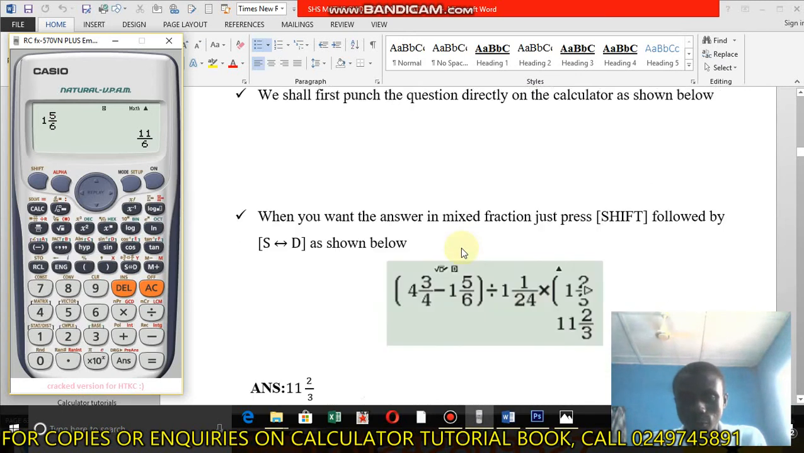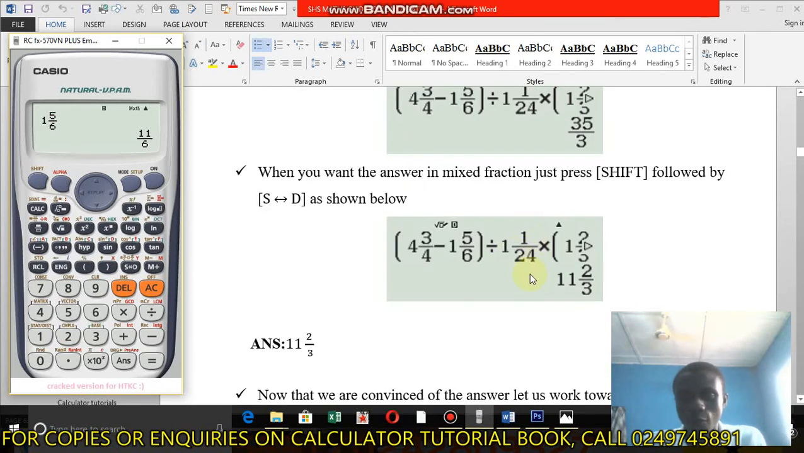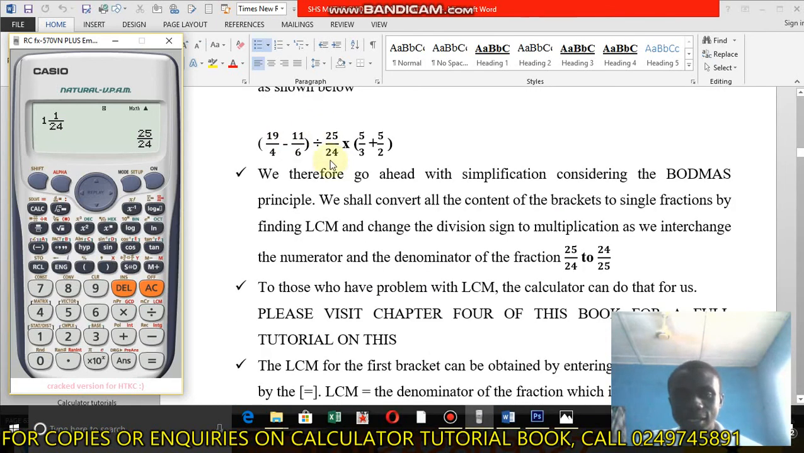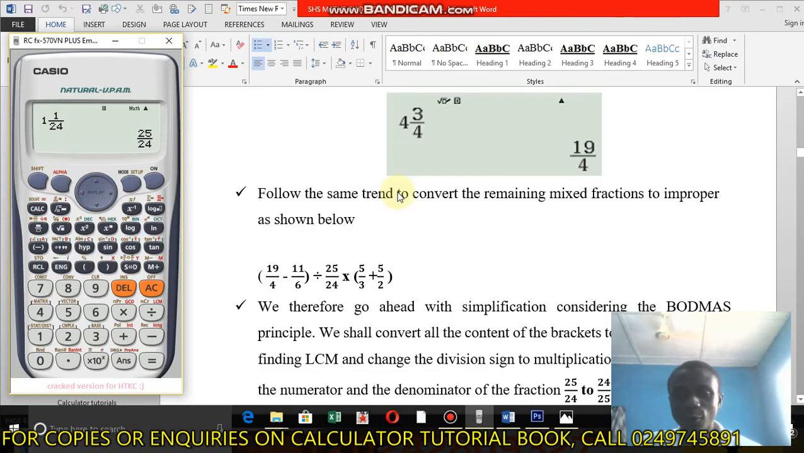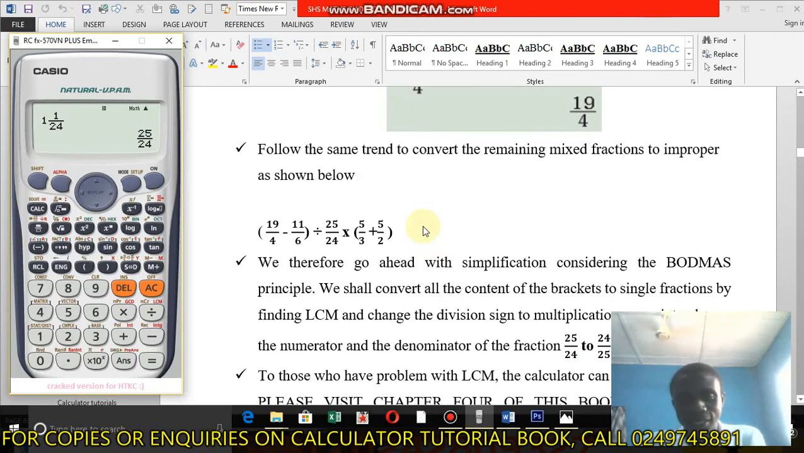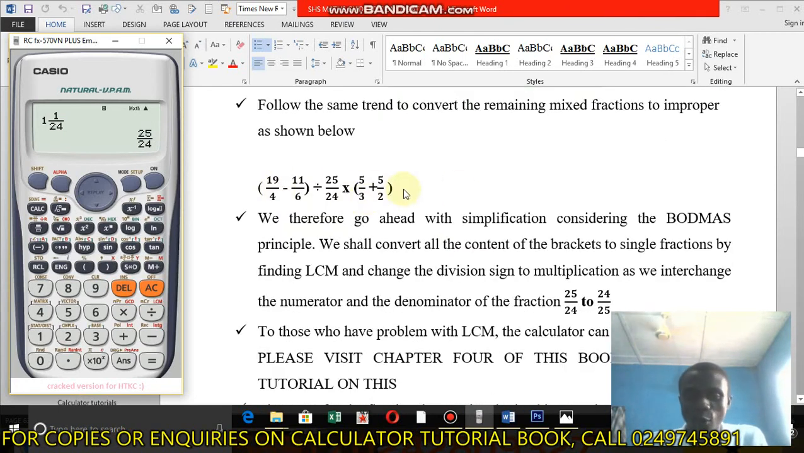So we continue like that for the rest. Do the same for the rest. The next one is 1 whole number 1/24. And we are converting, so Shift fraction. We press 1 whole number 1/24. We press equal to, 25/24. We go and write like that. So you are just following to do the remaining ones, to convert them with the calculator.